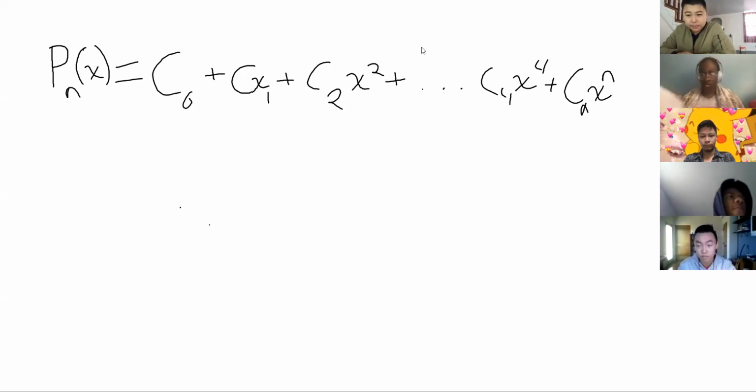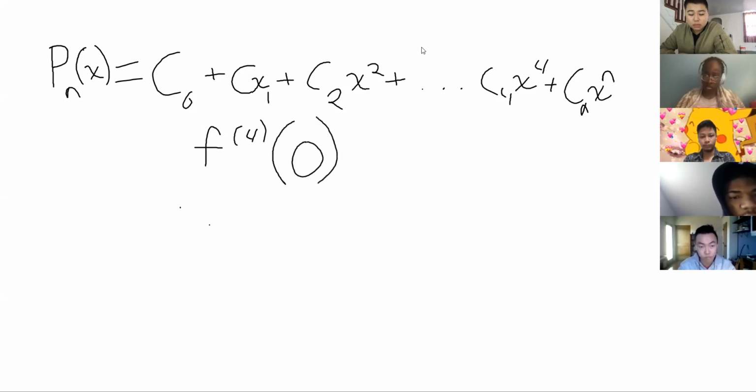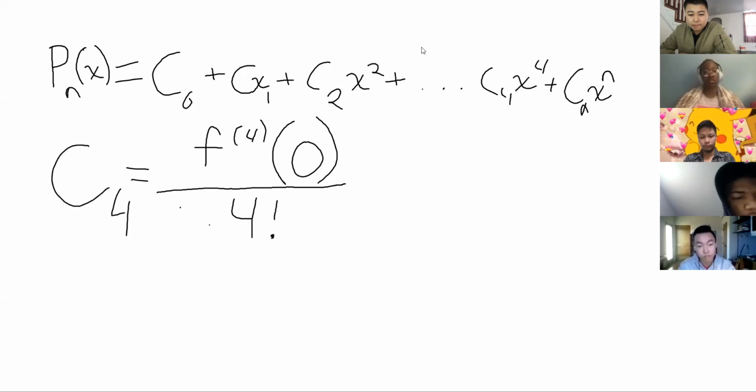But for a fourth, you take the fourth derivative of your original function, and you evaluate it at 0. And then you divide it by 4 factorial. So that's going to be there.